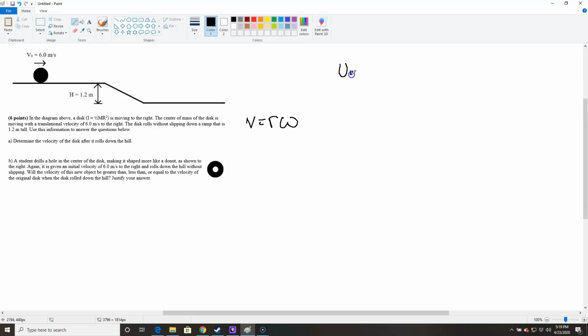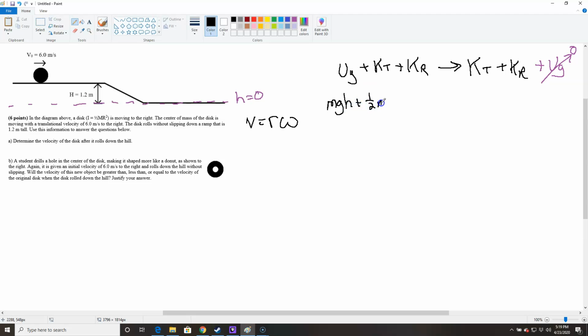So let's think about what happens. We have a combination of potential, translational, and rotational energies that will be converted into translation and rotation. I'm going to go ahead and declare along this purple line H equals 0, so your potential energy on the right side of the equation is 0. So let's expand this. mgh plus 1/2 mv squared plus 1/2 I omega initial squared equals 1/2 mv final squared plus 1/2 I omega final squared.